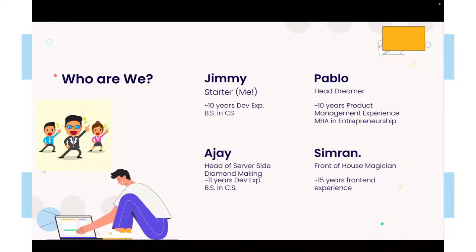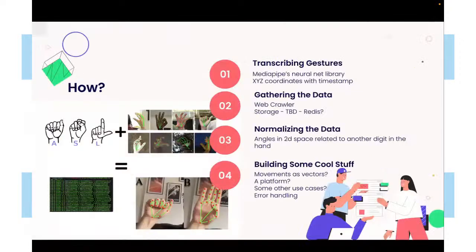So who are we? The whole idea here is to establish some credibility. Jimmy, me, I started this. I have 10 years dev experience, BS and CS. There's Pablo, head dreamer, 10 years product management experience, MBA. AJ, 11 years, BS and CS. Simran, front of house magician, front end engineer, 15 years front end experience. And we've only been doing this for like 2-3 weeks, so it's very, very new. But I'm going to go over all the steps in the process.